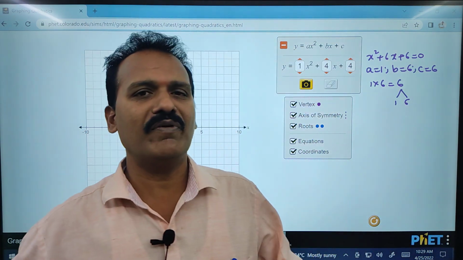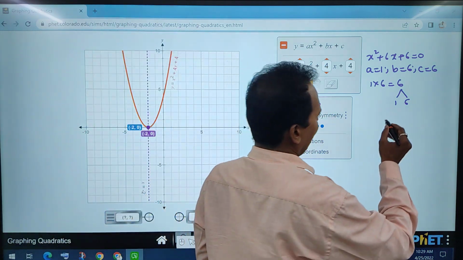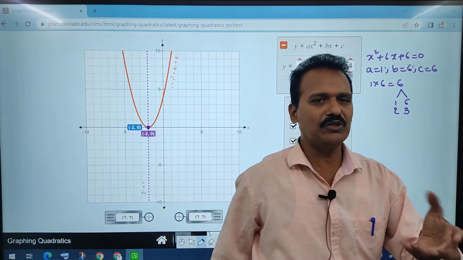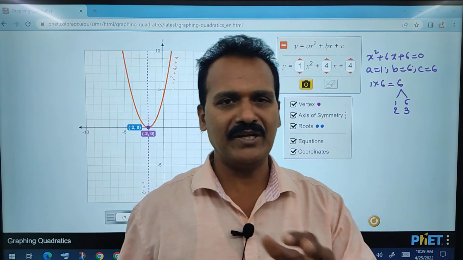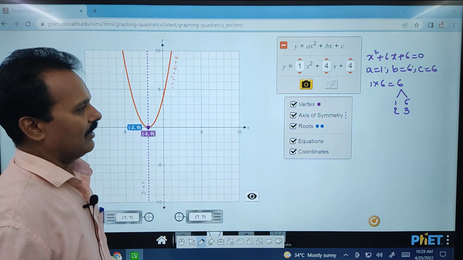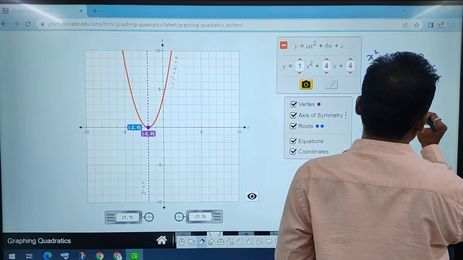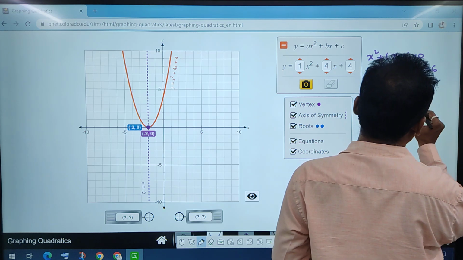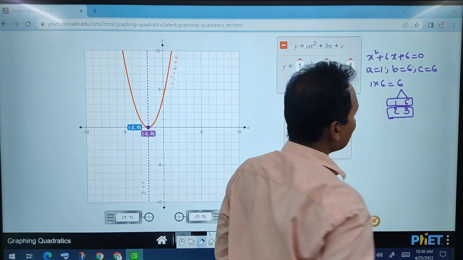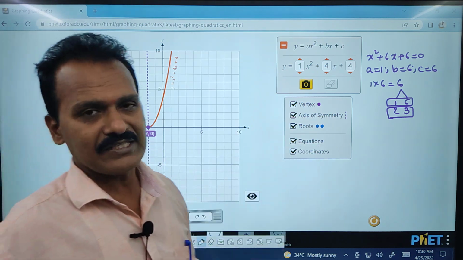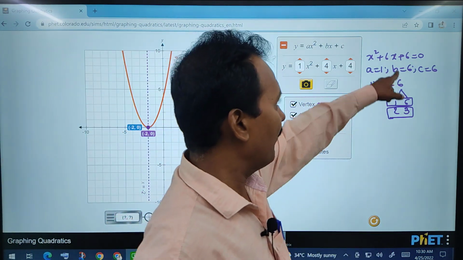In the 1 table we will get 6 times, 1 into 6, and in the 2 table we will get 2 into 3. In the 3 table again 3 into 2 only. So, the same numbers are repeating, no need to write. Now 1 and 6 and 2 and 3 are the two different pairs we are getting. Now which pair do we need to take? Either 1 and 6 or 2 and 3.